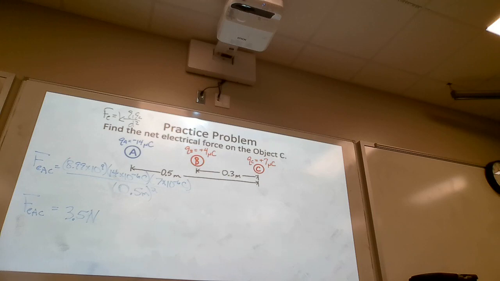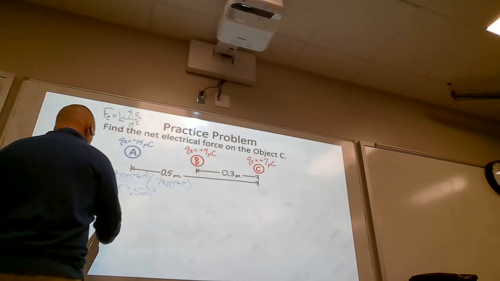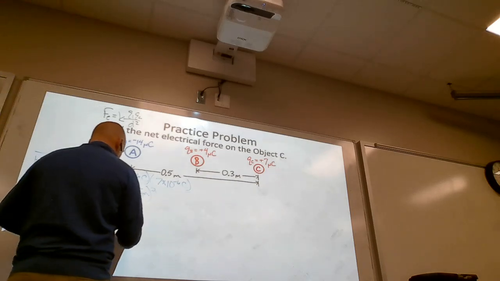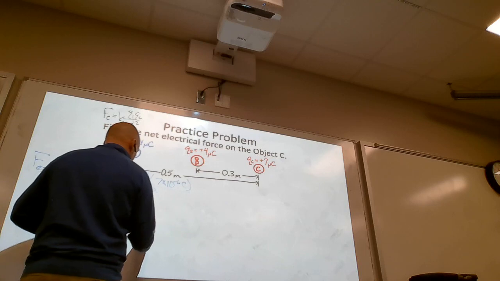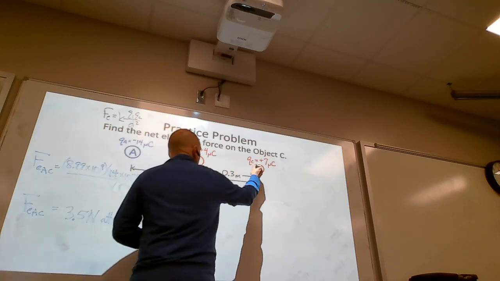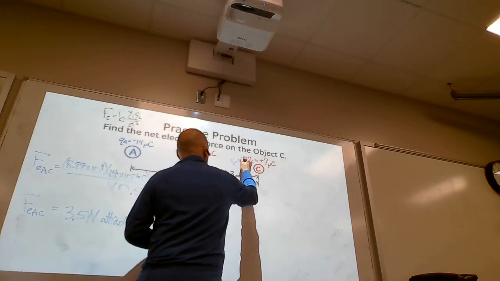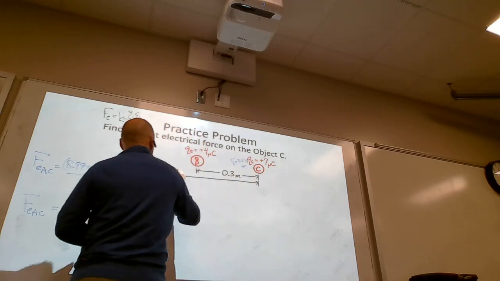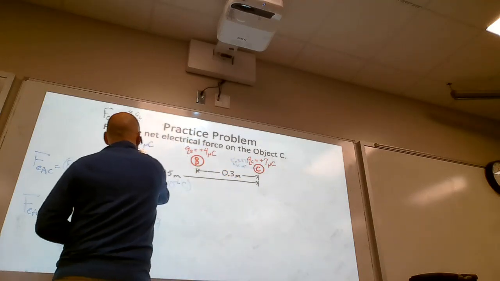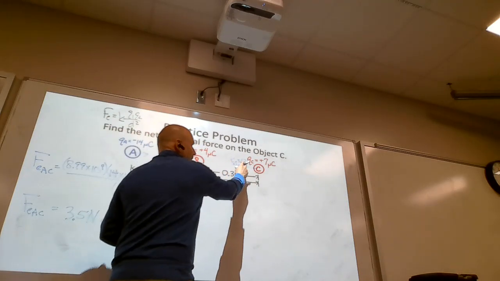And direction-wise, which way is that? C being forced by A, to the right or to the left? To the left. So attracted to the left. So C is being pulled this way. A is being pulled this way, but I don't care.